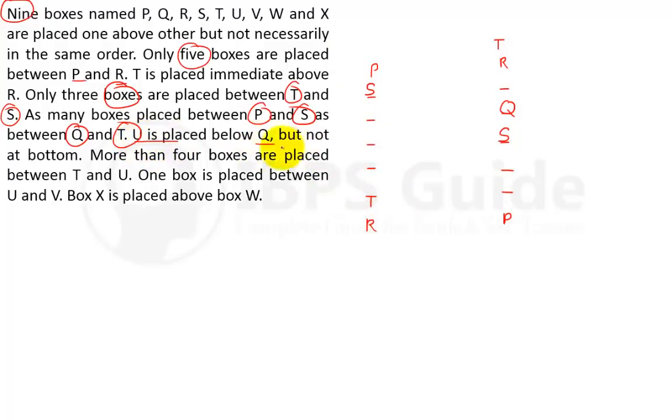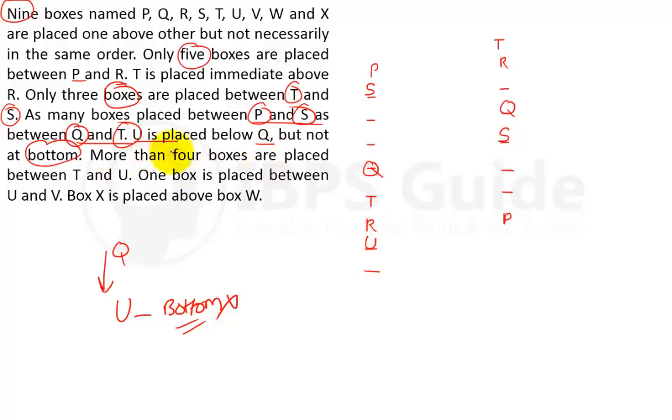U is placed below Q but not at the bottom. So U is placed somewhere below Q, but not at the bottom. In this case, none of the boxes sits between P and S, and none between Q and T. According to this situation, the boxes between P and S are the same as between Q and T. So T is here, and this position is for Q. Below Q, U must be there, but it is not at the bottom. Then definitely 1, 2, 3, 4, 5, 6, 7, 8, and this is the 9th box, and U is at this place. Now read further.